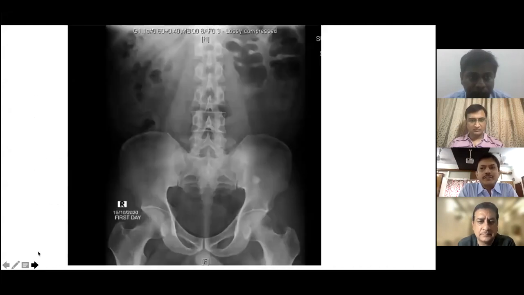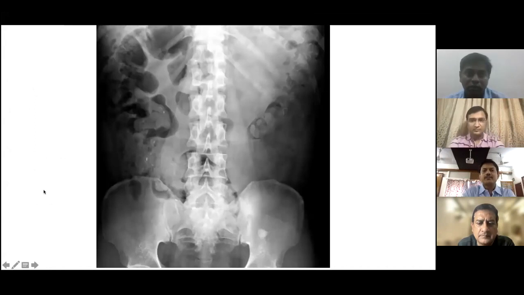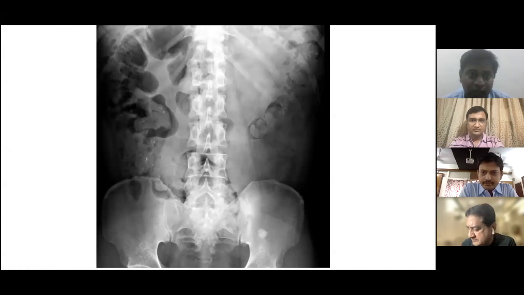So I think we can go to the next one, Sridhar. Yeah. So this is the transit study. This is the, so what picture is this, Nicholas? Transit, this is the baseline picture. The first day. Okay. We'll go to the next. Yeah. Go to the next one. Yeah. So how do you interpret this image? So this is a plain X-ray abdomen, which is showing.